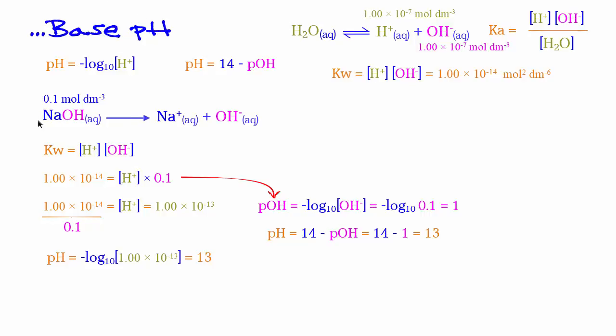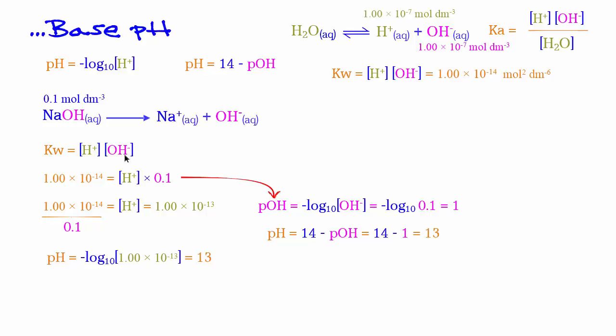Let's have a look how. Sodium hydroxide is a strong base, which means it completely dissociates into its ions. Here are those ions. Every one of those forms one of those and one of those. So if that's the concentration of my sodium hydroxide, it is also the concentration of the sodium ions. It is also the concentration of the hydroxide ions.